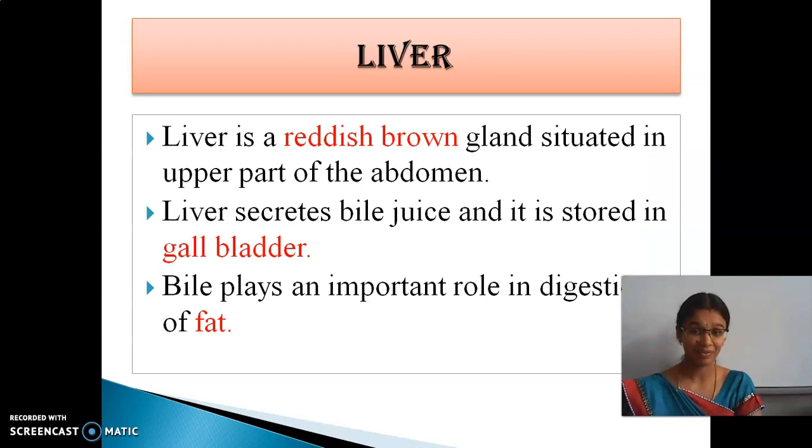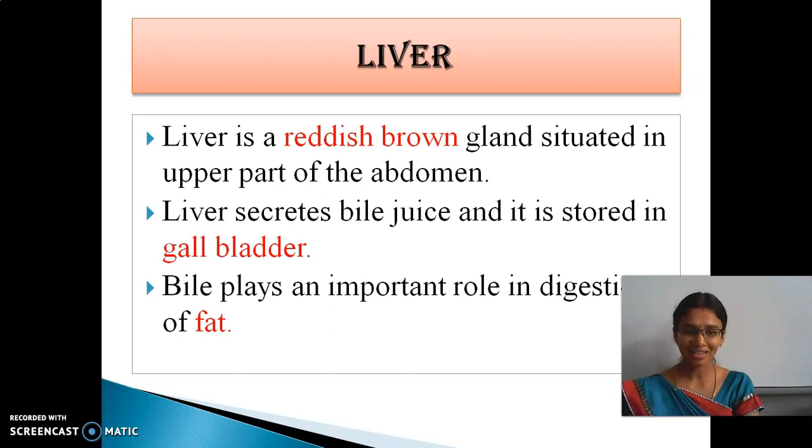Yes, and then liver. Now we are going to see about liver. So liver is a reddish brown gland situated in the upper part of the abdomen, above the stomach. And then liver secretes bile juice. Where is this bile juice stored? Yes, it is stored in gallbladder. So the bile juice which is secreted by the liver is stored in gallbladder. So what is the work of this bile? It helps in the digestion of fat. So bile juice helps in the digestion of fat.